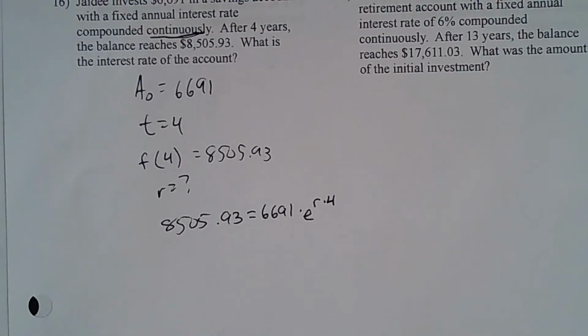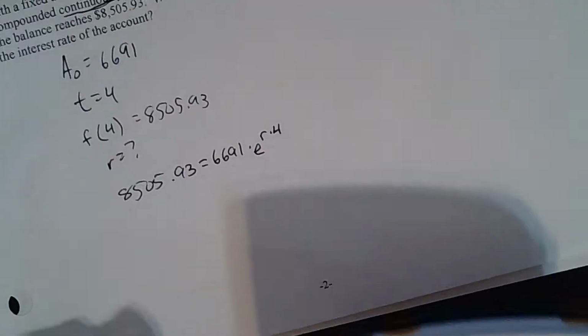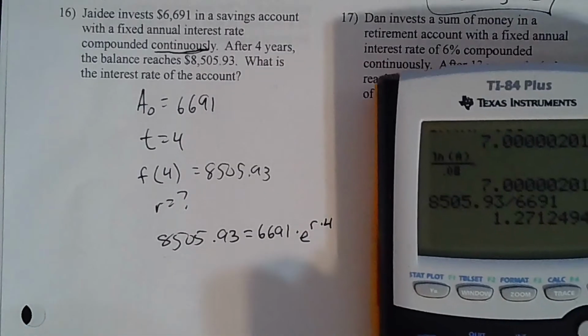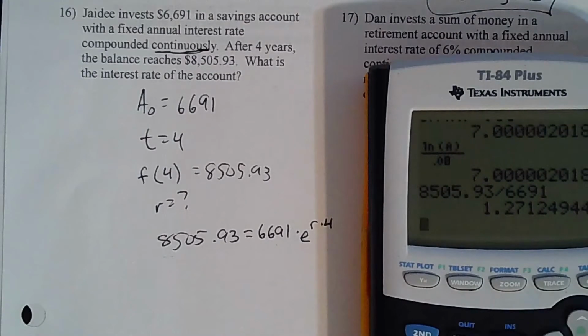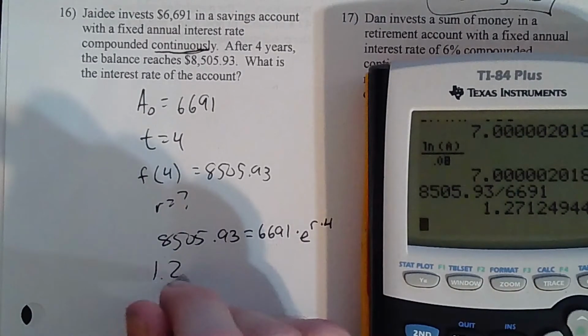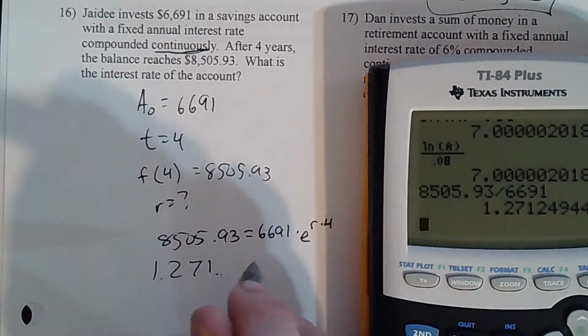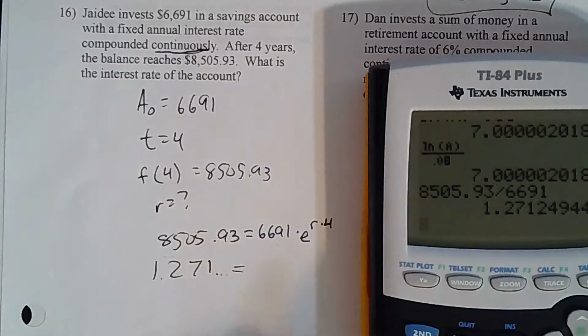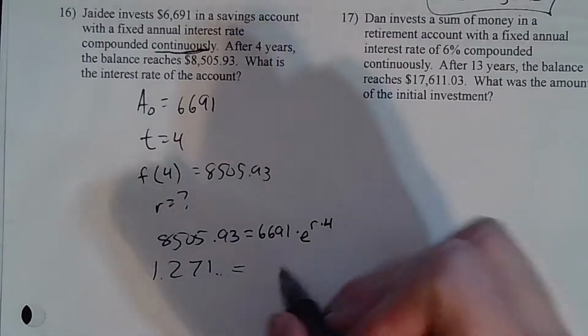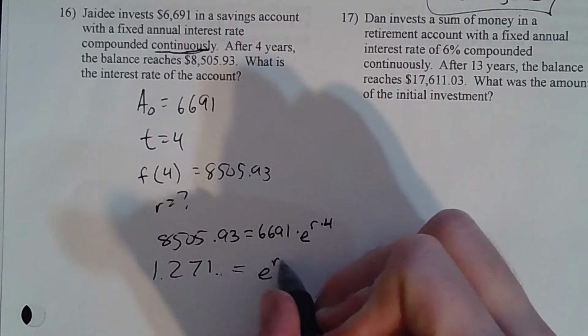8505.93 divided by 6691. Do it on the calculator. Oh, you guys can't even see the calculator, but if you type it in, you get this cute little guy, 1.27... equals e to the r times 4.